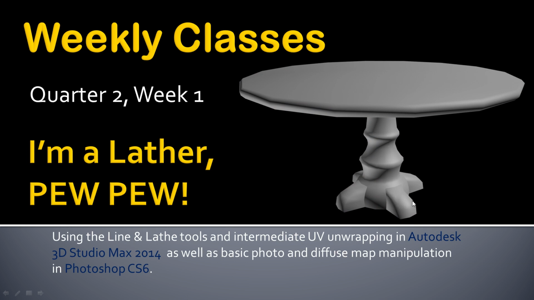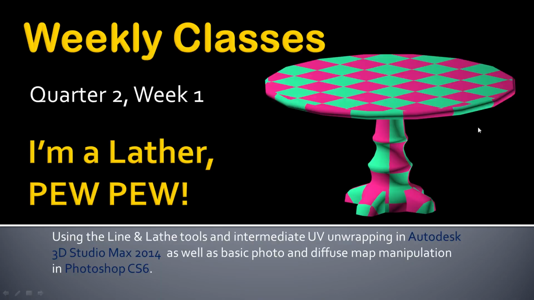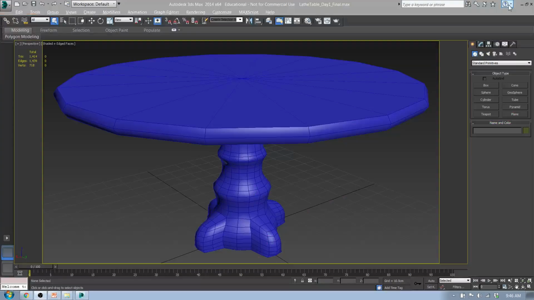We used the line tool to create an edge, and then we lathed it with the lathe modifier. Then we extruded out the bottom and then did our edge smoothing so it looked nice and smooth. Today we are going to create the UV. So that means we are going to reset the transforms, make sure it's all snapped to the center, everything's great. Then we will create the UV checker material, we'll UV the table, and then we will render and save the UV. So let's get going.